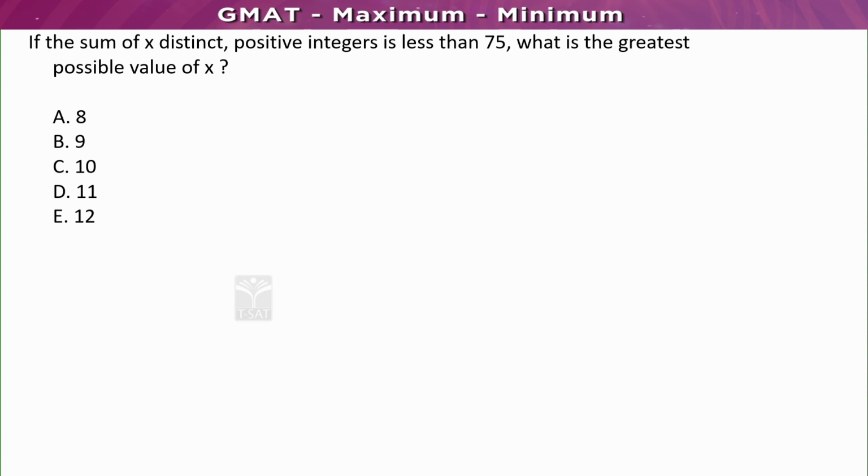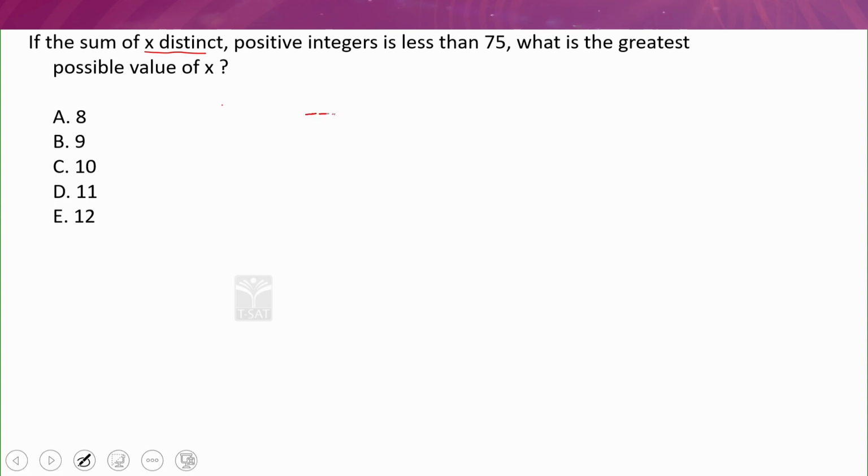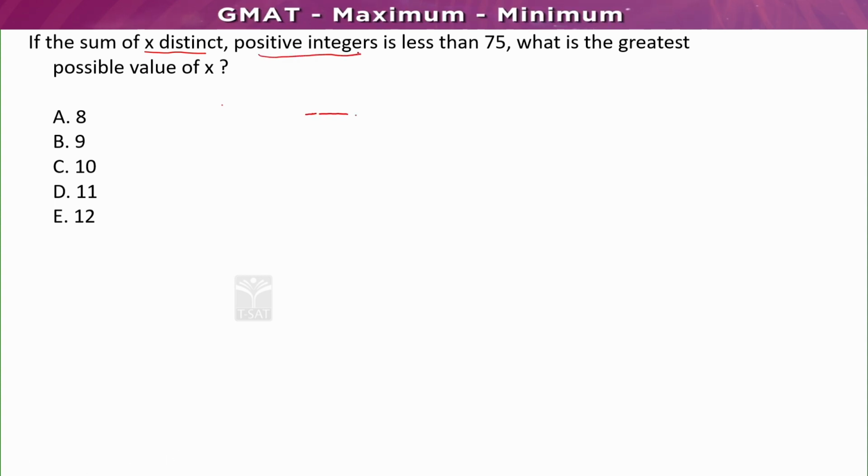If the sum of x distinct positive integers is less than 75, what is the greatest possible value of x? There are x distinct positive integers. So that x becomes maximum, we have to see how small the positive integers we can take, so that we can take multiple of them. The only way of doing that is starting from the smallest positive integer, that is 1, followed by the next smallest, 2, 3 and so on, until the sum is less than 75.